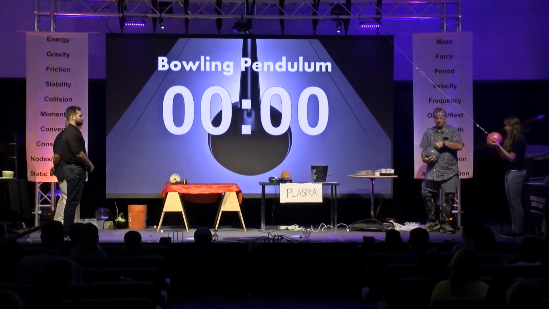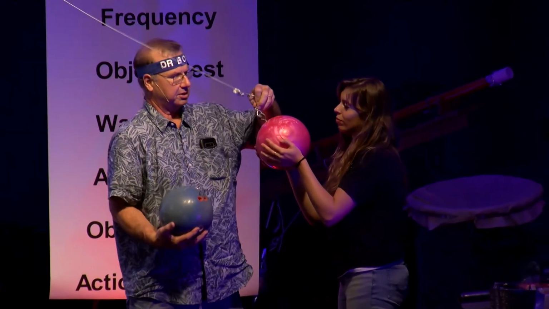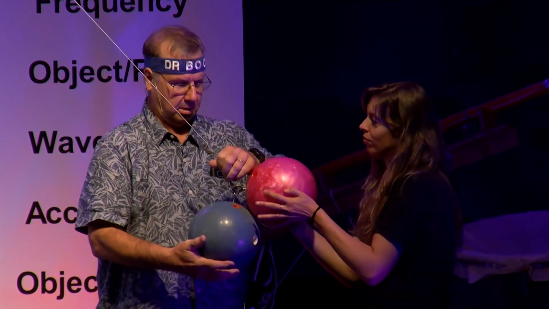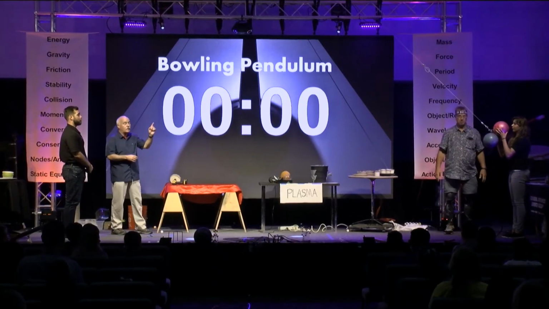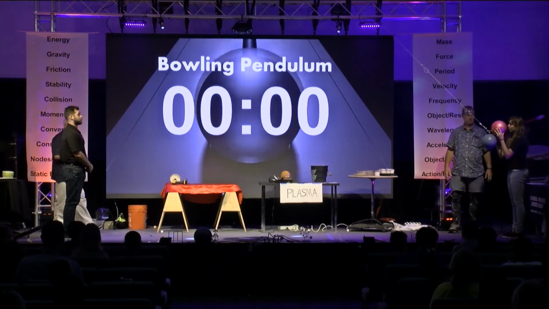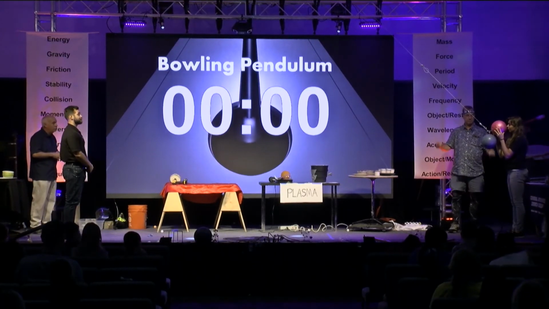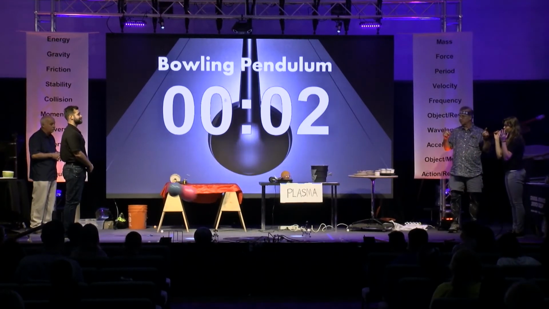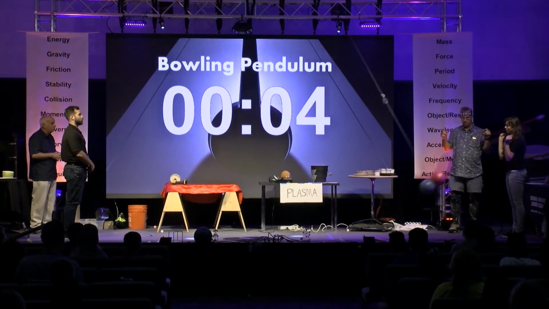Is it the mass that affects how fast it goes, or is it something else? There's only 2 things we can change on this: the mass, how much is on there or how little is on there, and the length. And we'll see how the period is that time. Let's see. 3, 2, 1. Go, release. 1, 1,000, 2, 1,000, 3, 1,000, 4, 1,000.